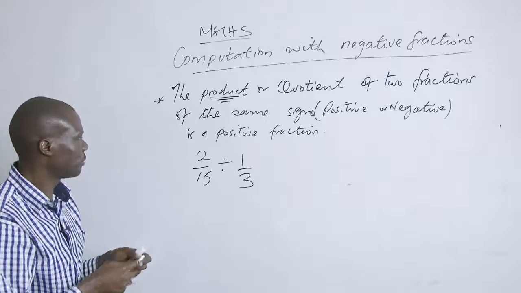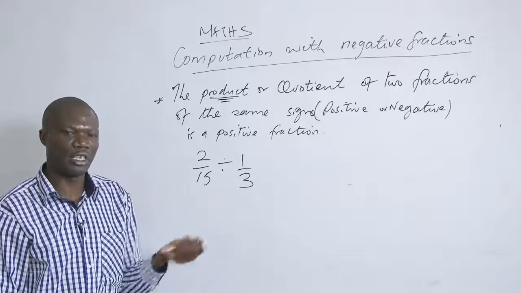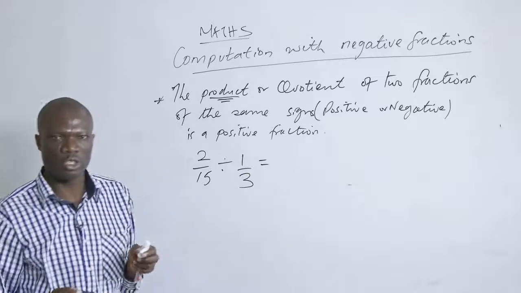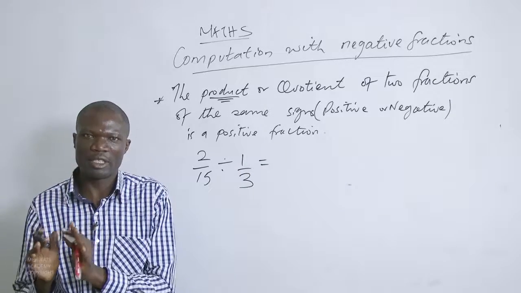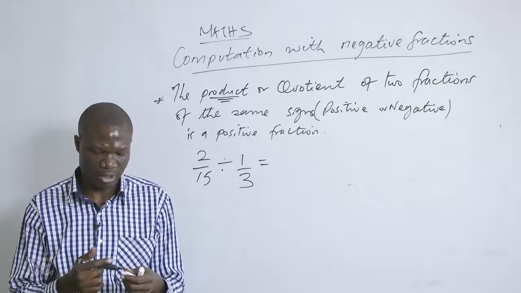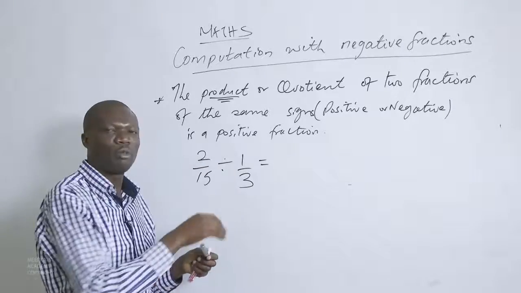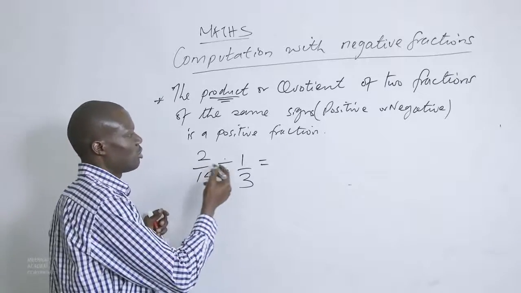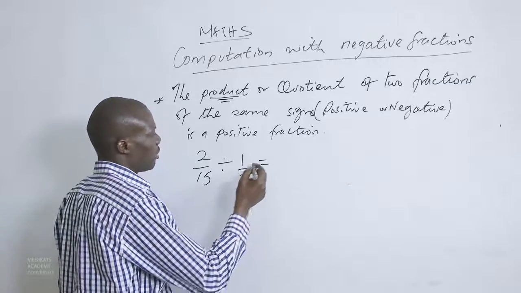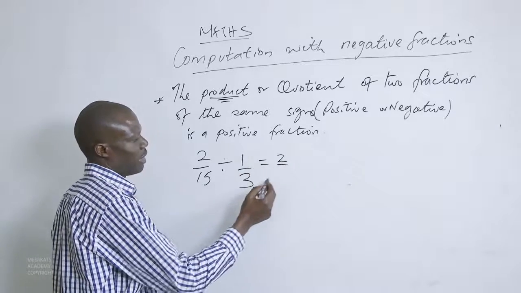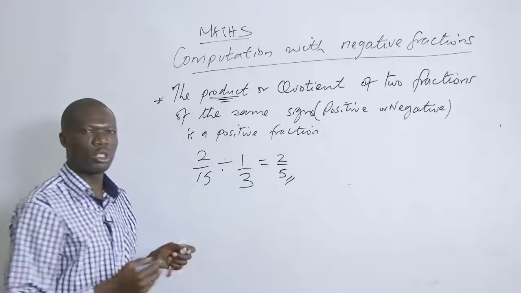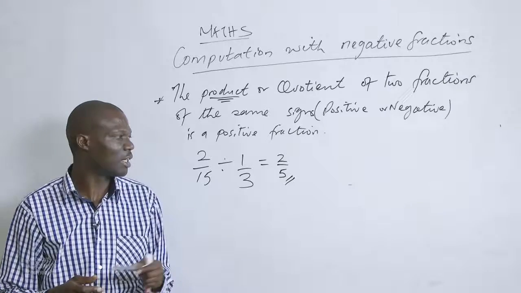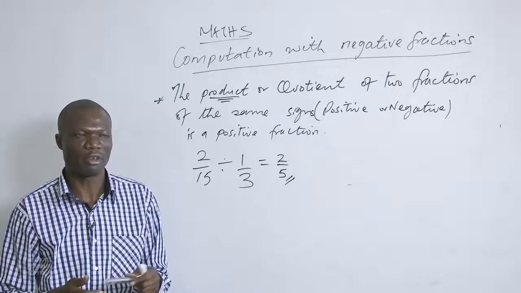Now we have 2 over 15 divided by a third. In division of fractions, we divide the numerators independently and the denominators independently. And we've said that if the signs for both of them are the same, the answer should be positive. So this is 2 divided by 1. You get 2, and 15 divided by 3, which is 5. So 2 over 15 divided by 1 over 3 will give us positive 2 over 5.